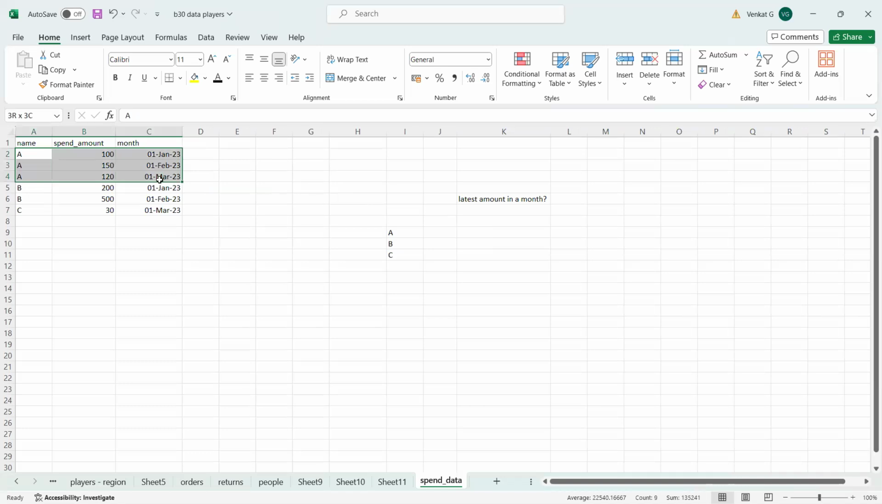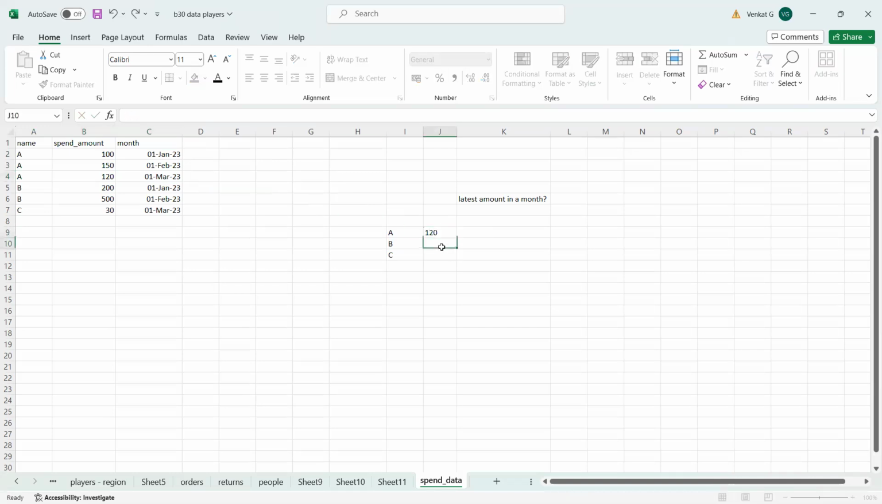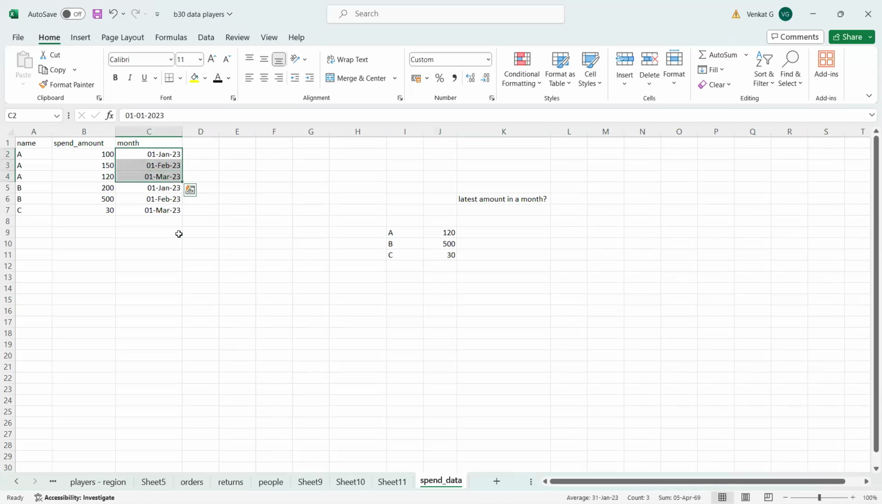So if I go to person A, what is the latest month? March. For that March, what is the amount? 120. For person B, what is the latest month? February, where the latest amount is 500. Person C is 30 only. So I have to show this in Tableau. For a particular person, first I have to take the latest month, and for that latest month, show the amount.